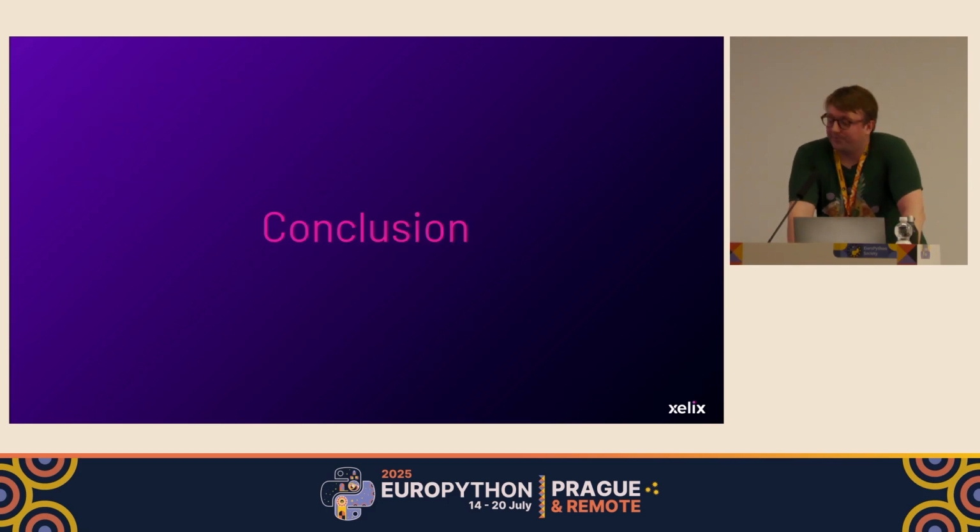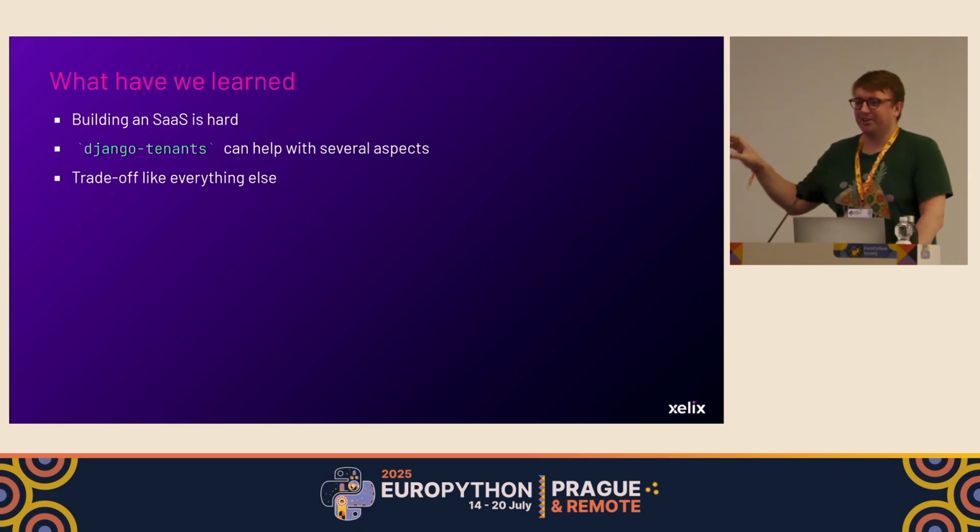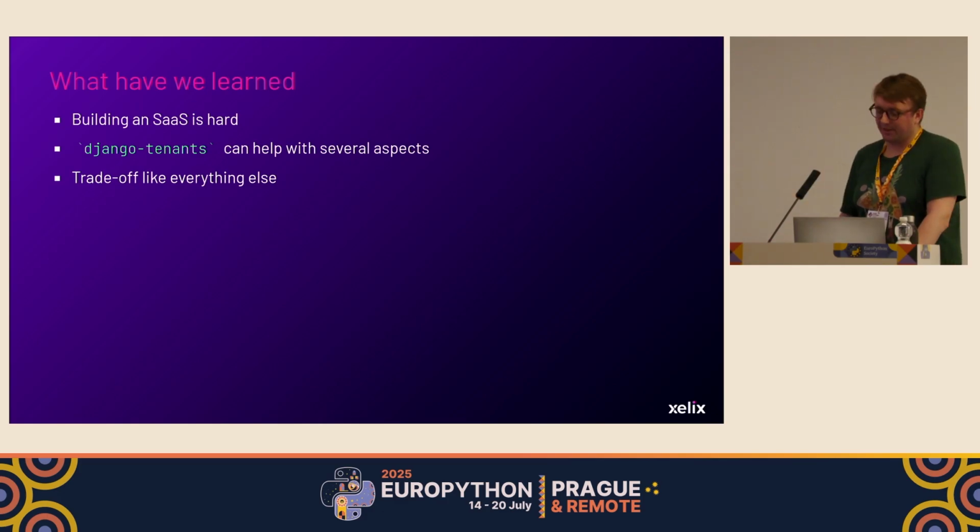And so to conclude, building SaaS is hard. You will always have some issues. With Django tenants, you can help with several aspects, but it's a trade-off like everything else. You will introduce new issues in the end.